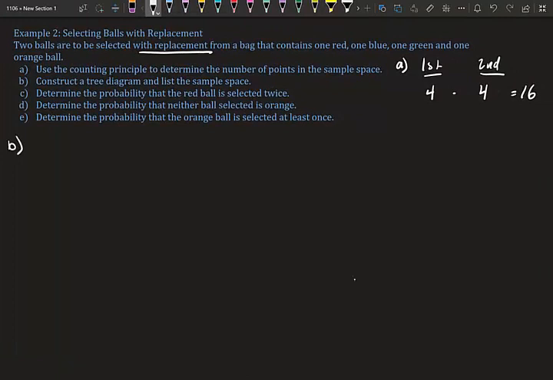Let's construct a tree diagram and list the sample space. So we're picking twice. We have 1 of each color. We have 1 red. We have 1 blue. We have 1 green. And we have 1 orange.